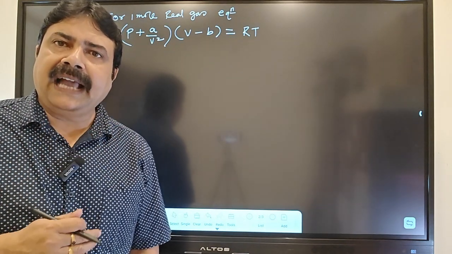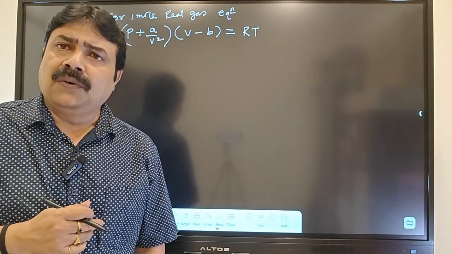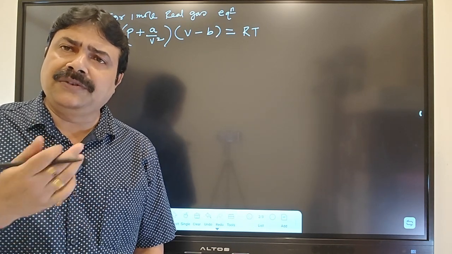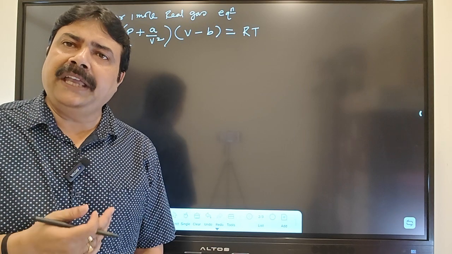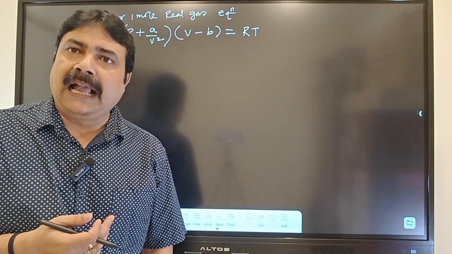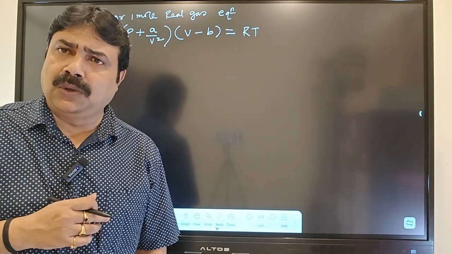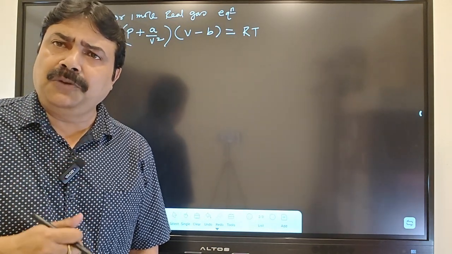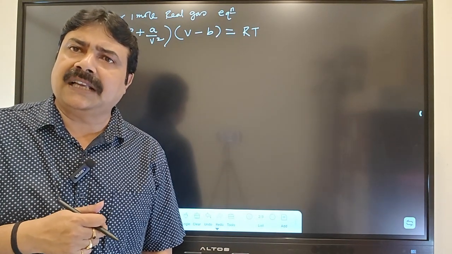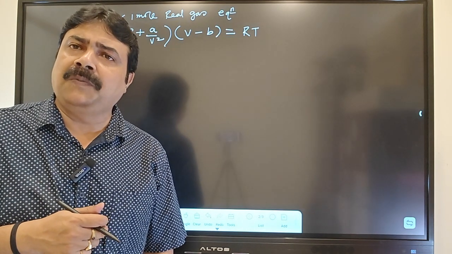Now, but in reality, what is going to happen? In reality, whenever the pressure is very, very high and the volume is very, very low, then repulsion between the molecules will be a dominant factor, and at that time the volume of the gas molecule is not the volume of the container. Even in the ideal gas situation, they discuss that the volume of one gas molecule is insignificant with respect to the volume of the container.